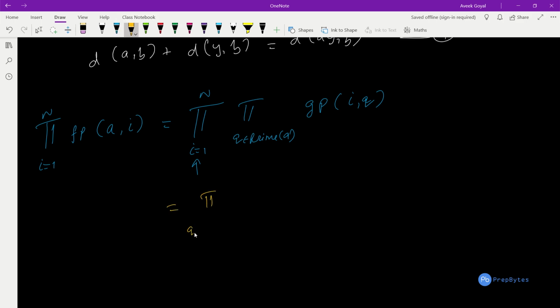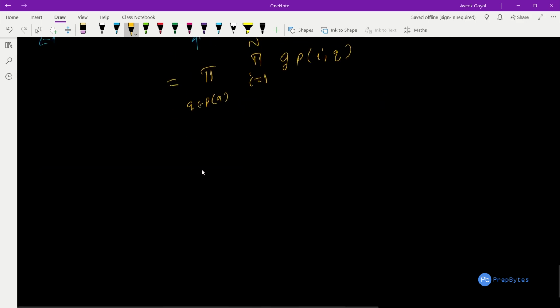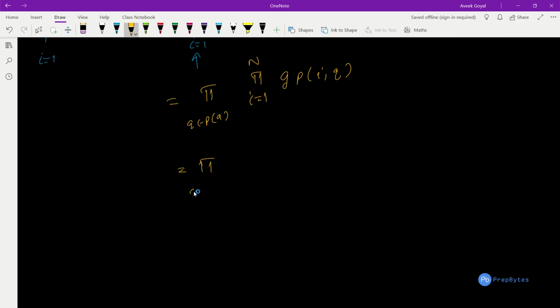So we can simply write for all q present in s prime of a, for all I. These are two nested loops, so we are reversing it. So this becomes gp of I comma q. Now gp of I comma q can be simply written as, just think what it can be written as. This is pure mathematics. So I equals 1 to n, and gp of I comma q can be written as b to the power of d of I comma q, correct?